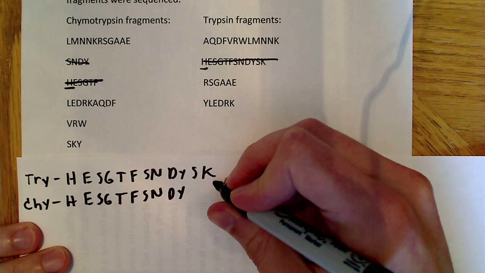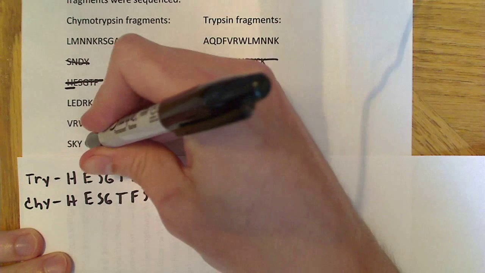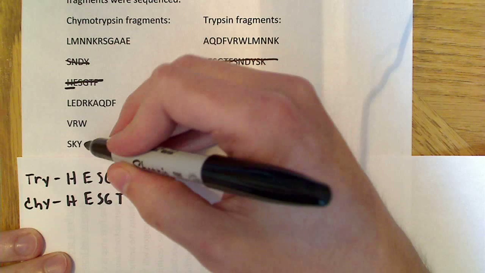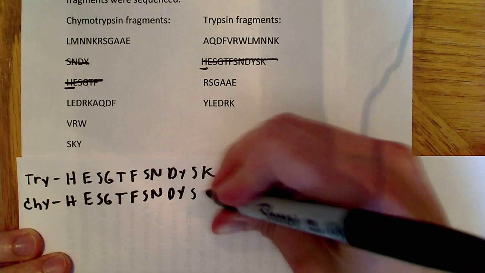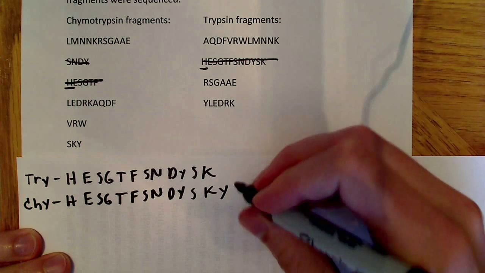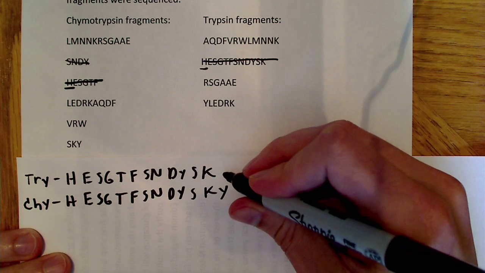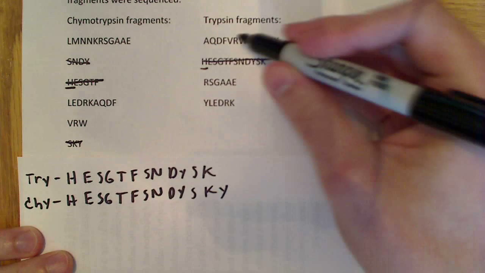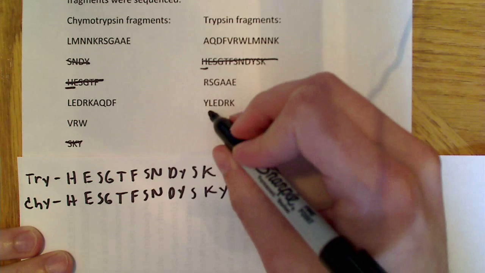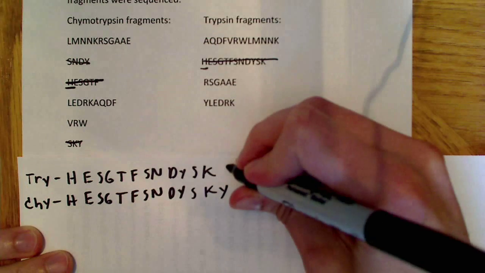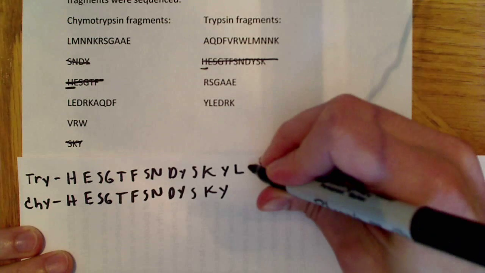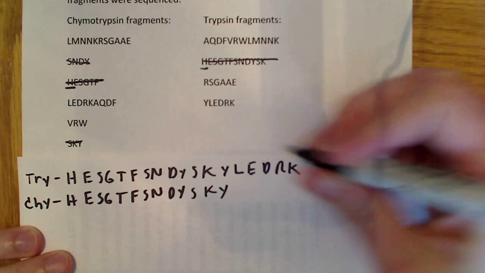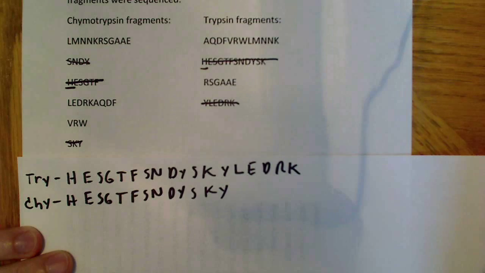Now I still have this SK on the end here, so I want to go back over here and look to see what I have from my chymotrypsin fragments. And what you'll notice is you have SKY, so I'll write that in. Now I have a Y in chymotrypsin, but I don't have it over here in trypsin. So I'll go over to my group over here and look for the next one with a Y. And I'll notice that this has a Y. So I'll say, okay, well, that must be YLEDRK. And I'll cross that off.